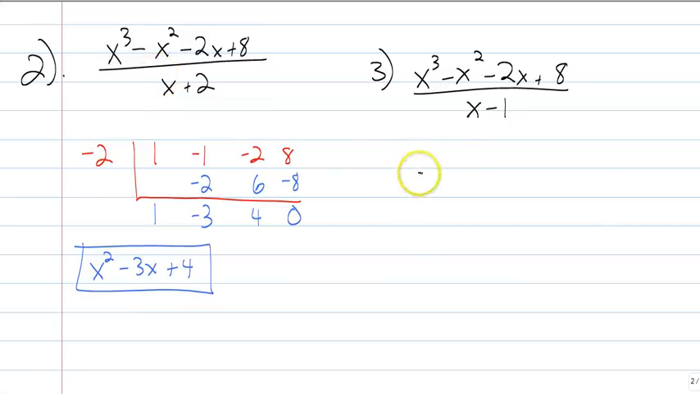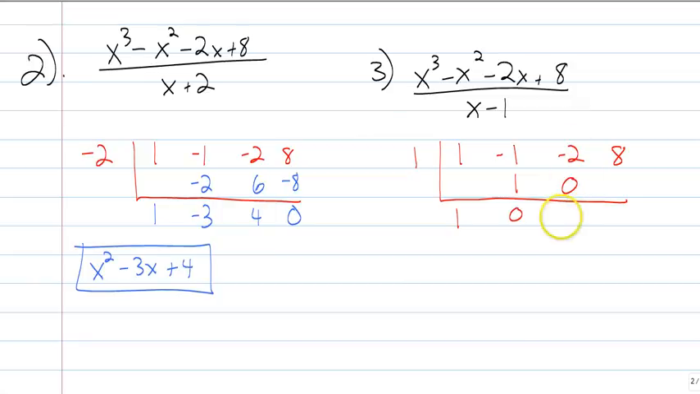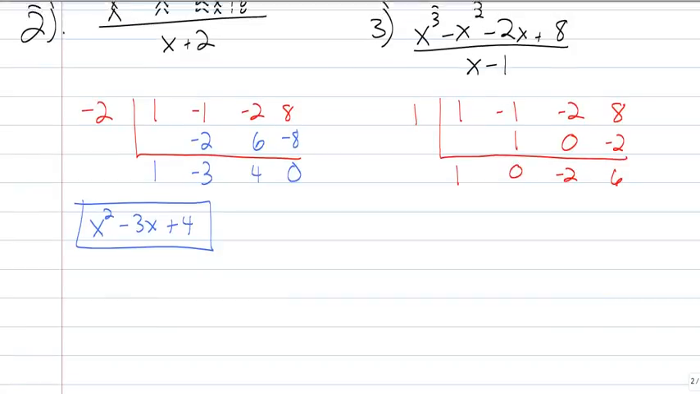Again, pause the video or stop it if you think you know what you're doing and try it out. Otherwise, follow along. Again, I used a positive 1 because it's x minus 1. Bring the 1 down. 1 times 1 is 1. Okay, move that here. Negative 1 plus 1 is 0. 1 times 0 is 0. So this is still negative 2. This is negative 2. This becomes 6. So this one here is weird because there's a 0 term.